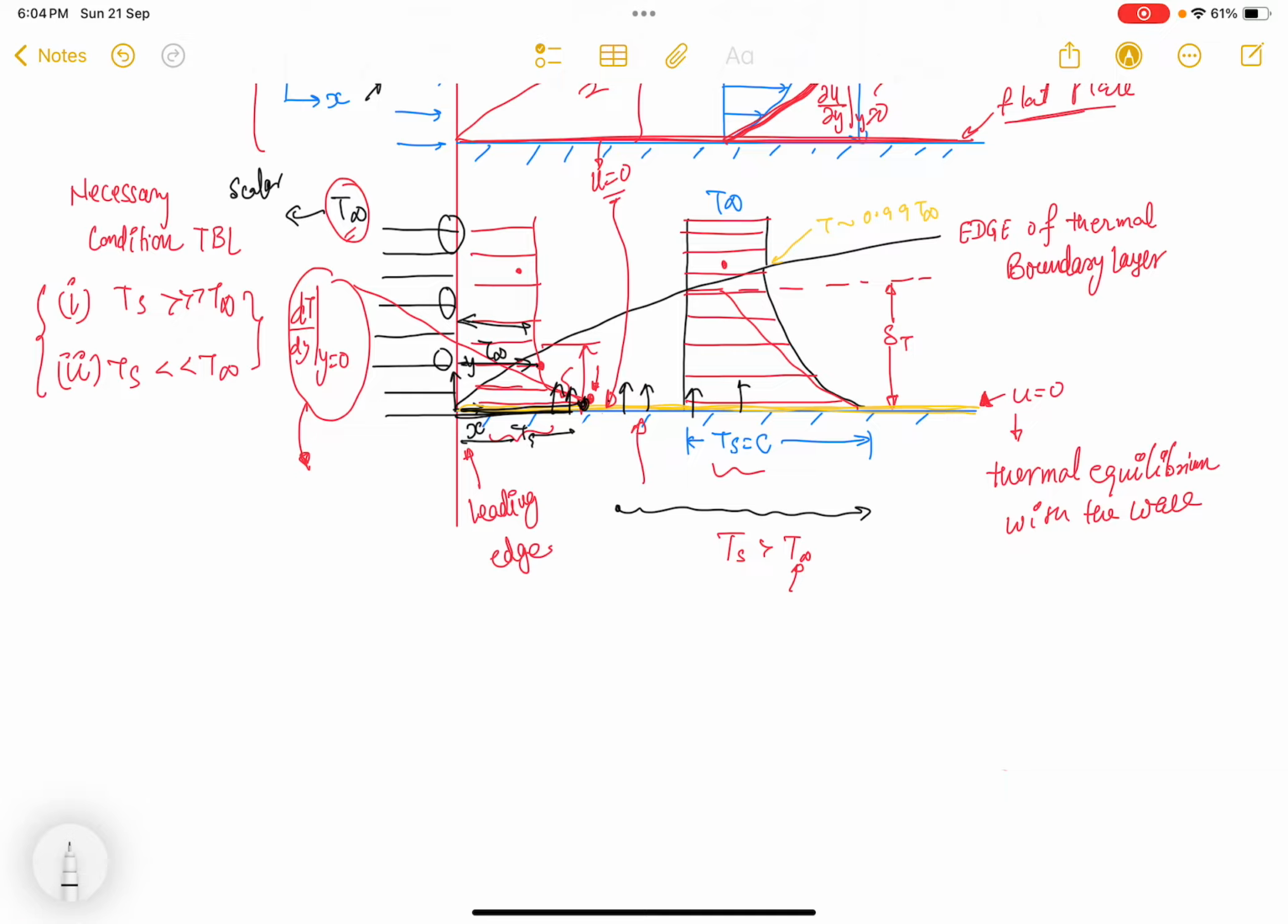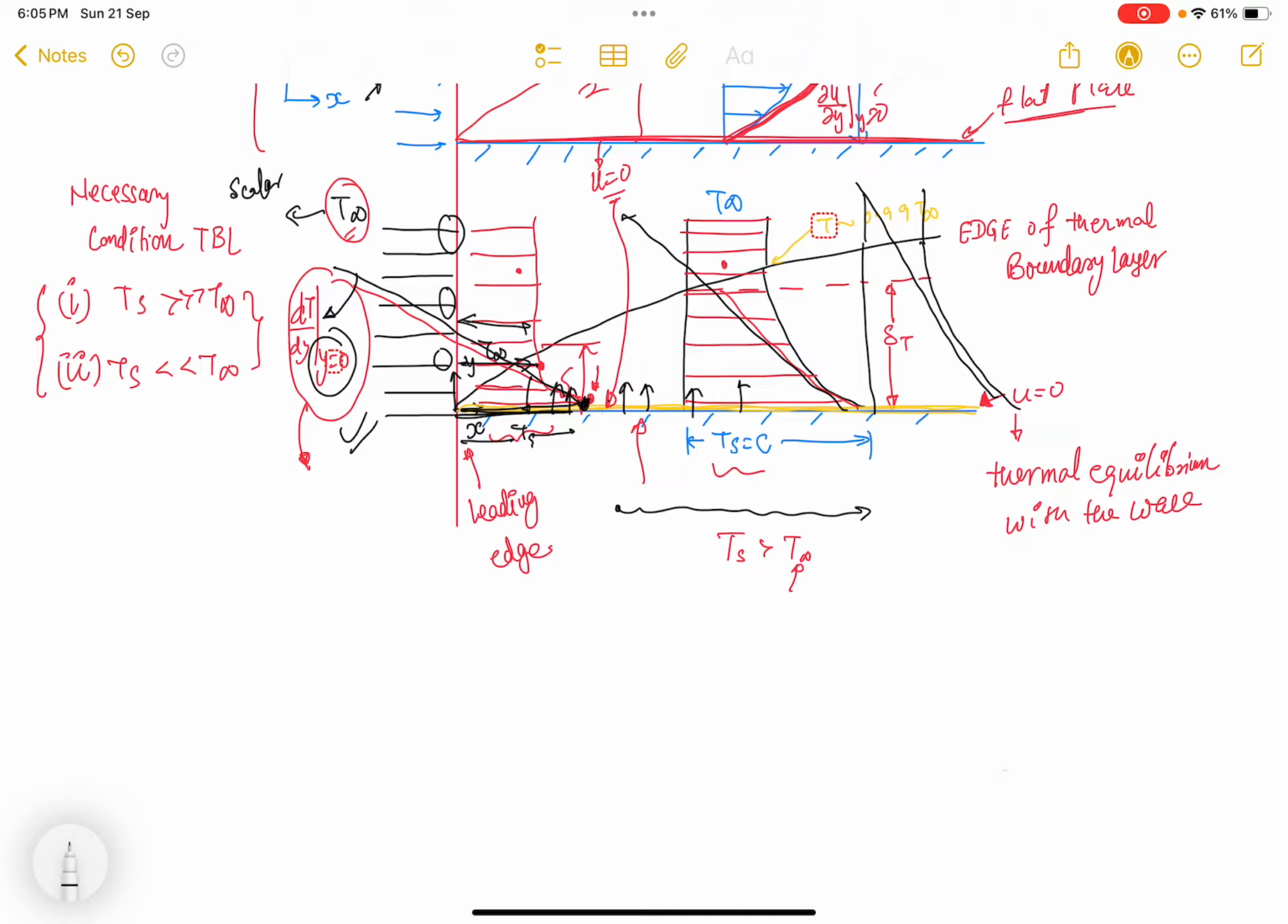So at this point, the tangent, if we draw, which will represent the temperature gradient dT by dy at y equal to 0, will be higher here as compared to if we draw the tangent here. And if we go further down, the temperature gradients will be even lesser, right? So temperature gradient will be higher when the tangent is closer to the wall. So that is the logic.